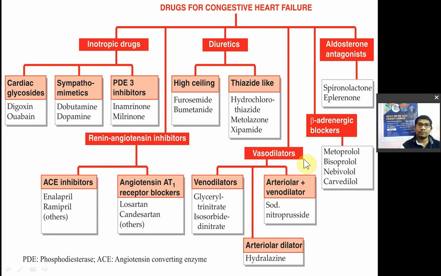Vasodilators, in that you have glyceryl trinitrate, isosorbide dinitrate, arteriolar dilator like hydralazine, and arterio plus venodilator, sodium nitroprusside. Also, beta adrenergic blocking agents: metoprolol, bisoprolol, nebivolol, carvedilol. So metoprolol is known as a prototype for cardioselective beta blocker. You have to remember. Bisoprolol is a highly cardioselective beta 1 blocker. Nebivolol is a beta blocker with nitric oxide releasing property. Carvedilol is nothing but the beta blocker with additional alpha blocking activity.